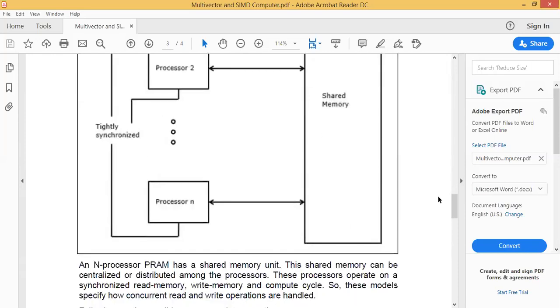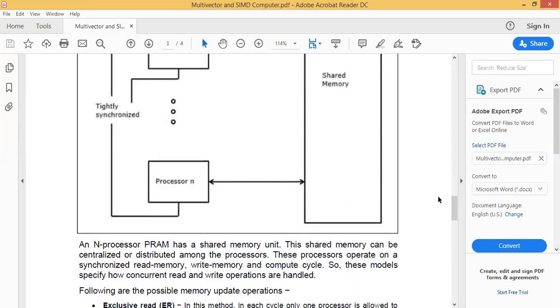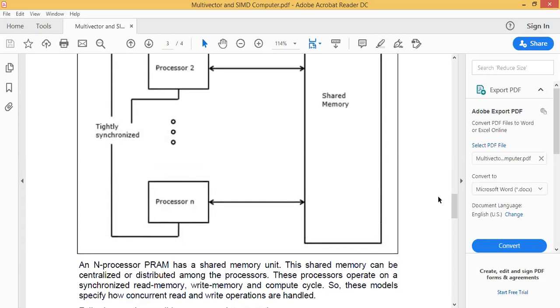Here is the diagram of PRAM, where an n-processor PRAM has a shared memory unit, and this shared memory can be centralized or distributed among the processors. These processors operate on a synchronized read memory, write memory, and compute cycle. So this model verifies how concurrent read and write operations are handled.